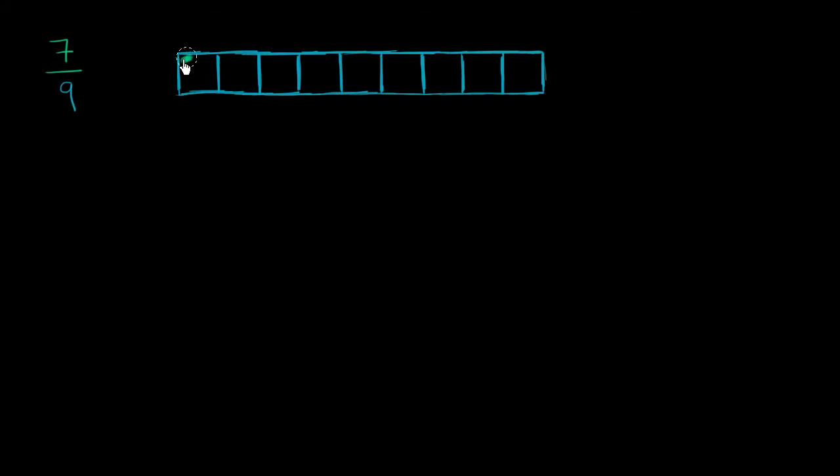So here we go. That's 1, 2, 3, 4. You know where this is going. 5, 6, and 7. So that's one way of representing 7/9. We already know that. That's not too interesting. But let's see if we can represent 7/9 as a sum of other fractions.